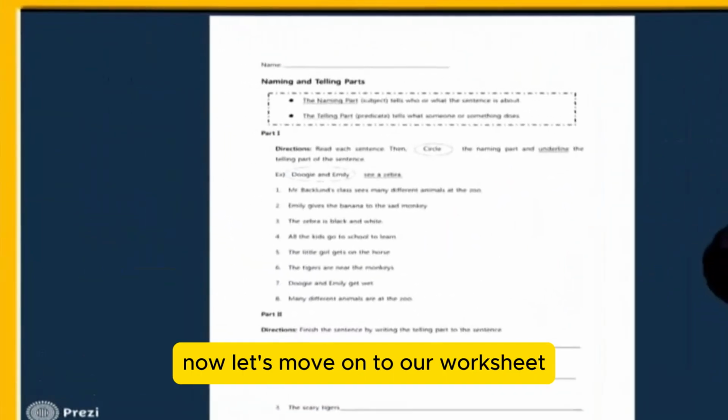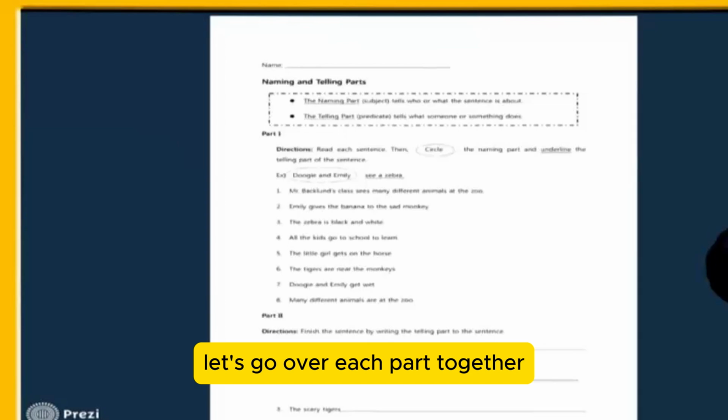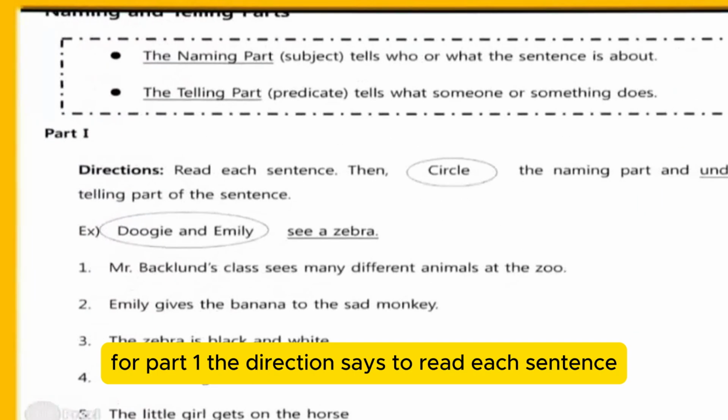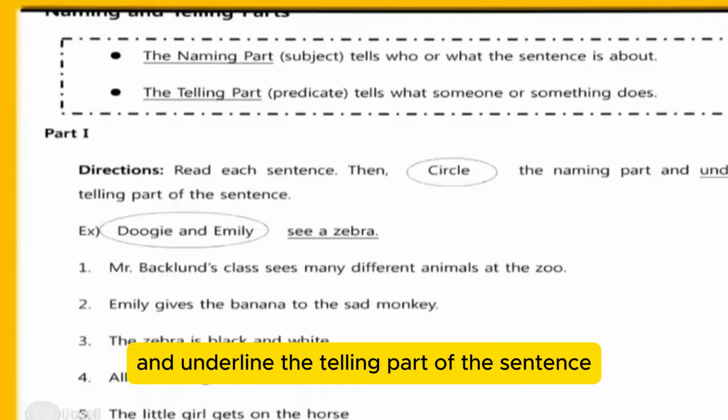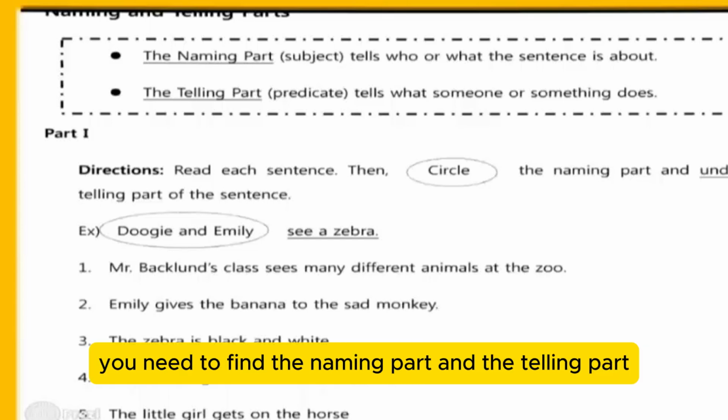Now let's move on to our worksheet. Let's go over each part together. For part 1, the direction says to read each sentence, then circle the naming part and underline the telling part of the sentence. So you need to find the naming part and the telling part.